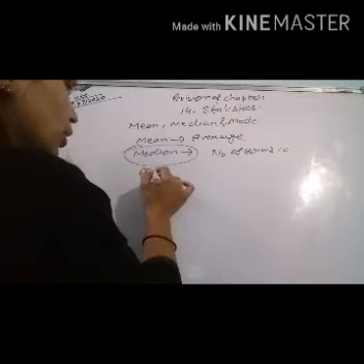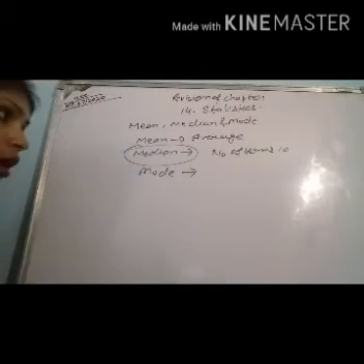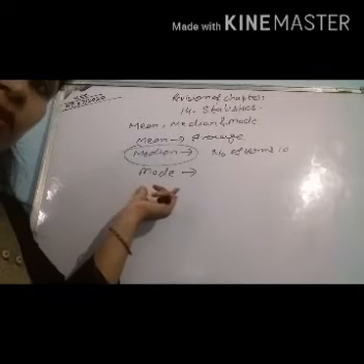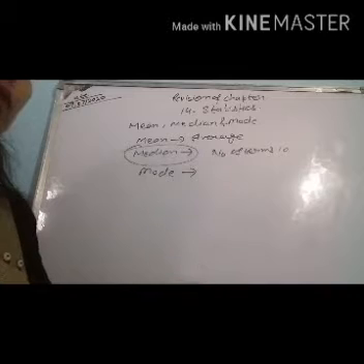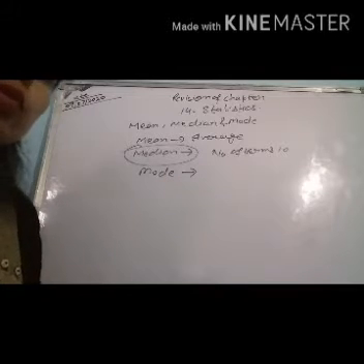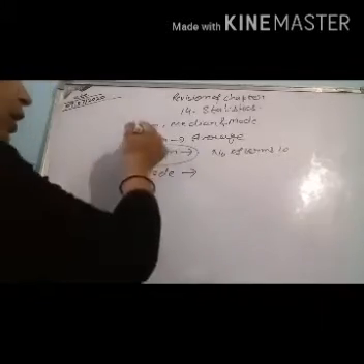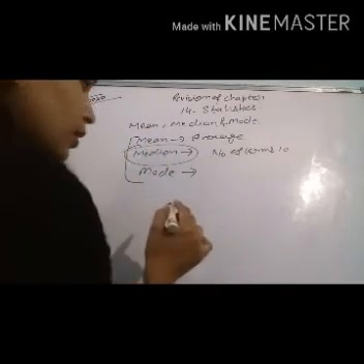Next is the mode. Mode we use for which term? A value which repeat maximum times. In mode we find out a term which repeat maximum times. So this value we consider in case of a mode. So mean, median, mode, these three things we consider.